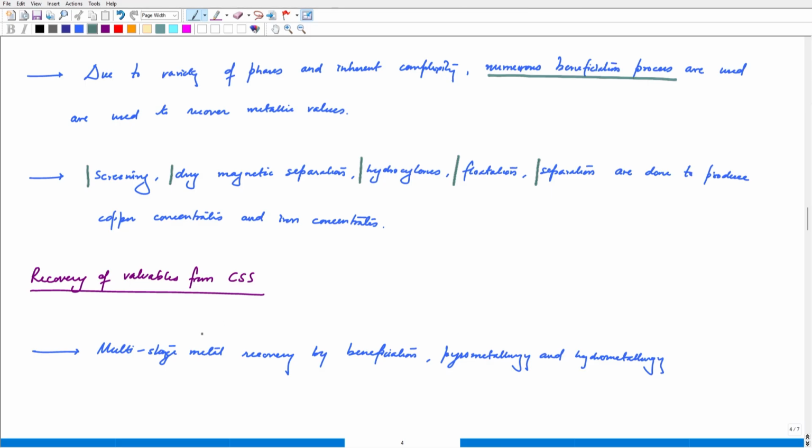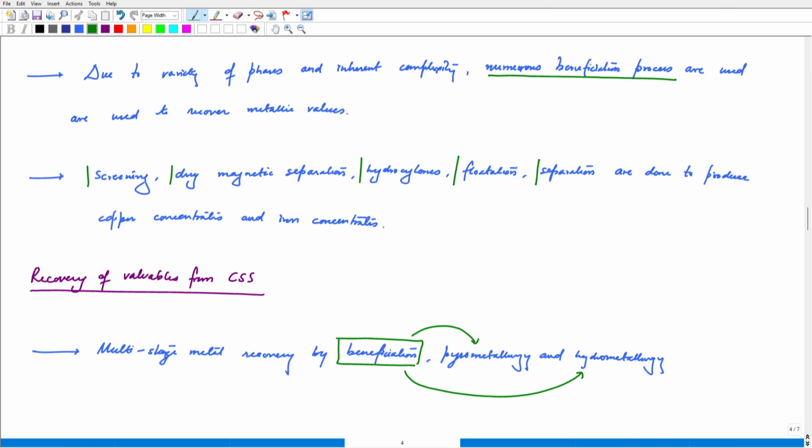It is very important to decide on the pre-treatment of CSS, because that can help in directing whether we would be interested in pyrometallurgical recycling or hydrometallurgical recycling of CSS. So when we think of recovery of valuables from CSS, we have already seen multi-stage recovery by beneficiation, which we have just discussed, followed by pyrometallurgy or hydrometallurgy. In hydrometallurgy, we already know that one has to utilize relatively finer fractions for extraction of valuable materials into leach liquor.